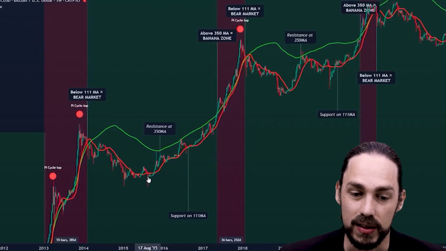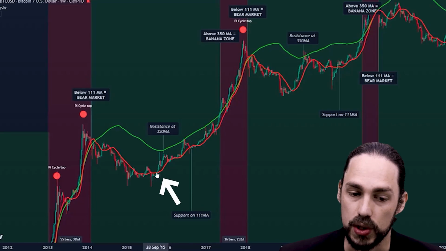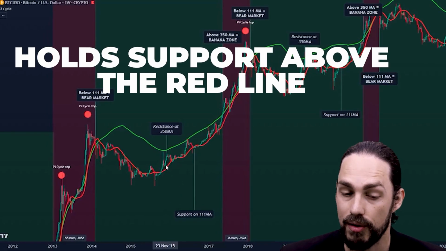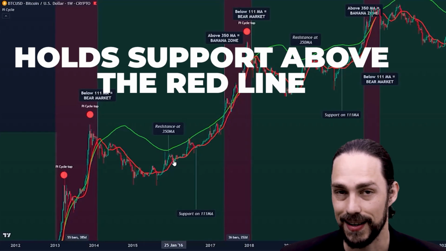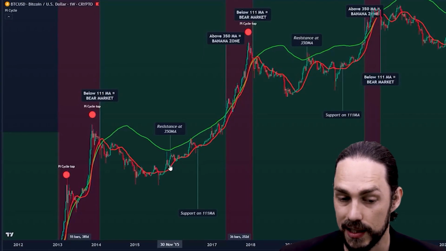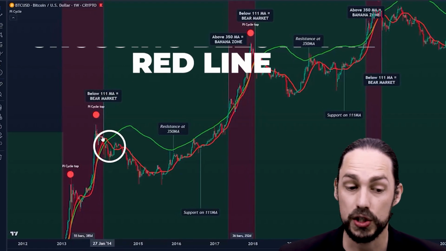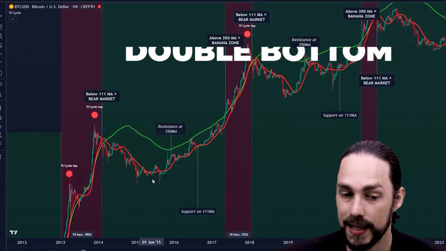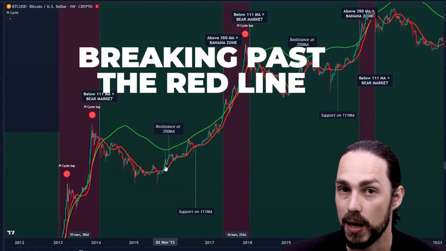We have this change of character where the price pushes above the red line and holds support above this red line. So that is the first pattern that we need to see: this breakdown, crossing below that red line, treating it as resistance, forming that double bottom pattern, and then breaking past the red line.